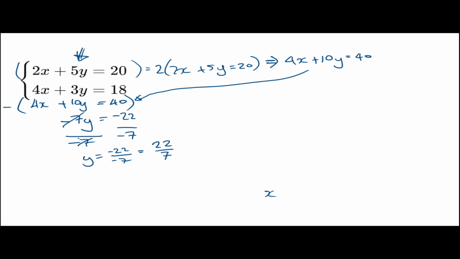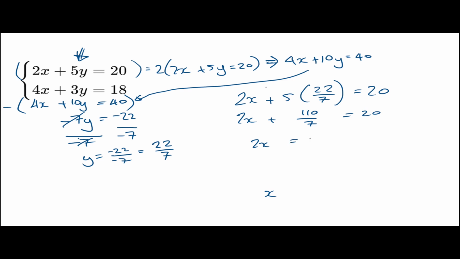Alright, take 2. Let's do this so it's a bit cleaner. So we know that y is 22 over 7. So 2x plus 5 times 22 over 7 is 20. So 2x plus 110 over 7. That's where we went wrong last time. Equals 20. So 2x equals 20 minus 110 over 7.